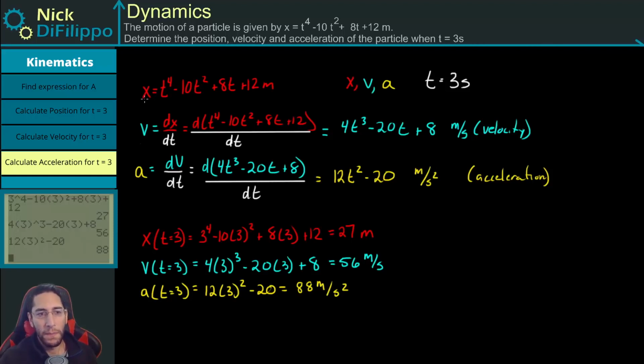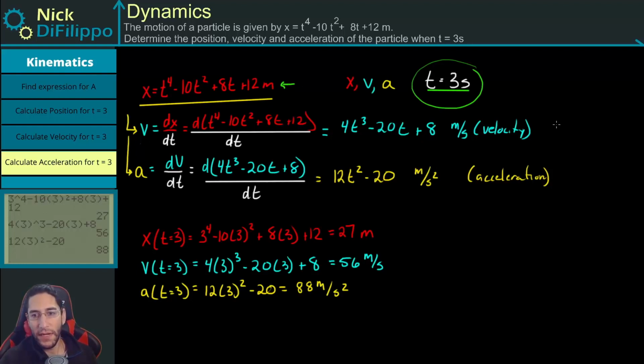Now we know if we are given an expression for position that has time in it, we can take the derivative once to get our velocity. We can take the derivative a second time to get the acceleration. And if we're asked to figure out the position, the velocity, or the acceleration at a specific time, all we do is take the time that we're asked to find this for and plug it into each of these expressions, and we can get our answer.